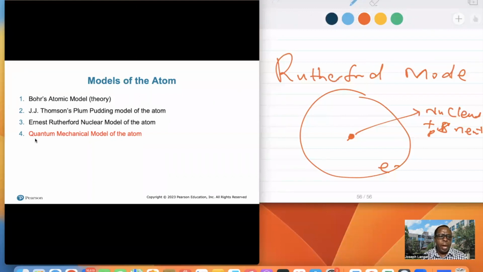Where we are right now is the quantum mechanical model. This is the subject of chapter 8. I just wanted to highlight these so that you can draw the parallel between all these models.